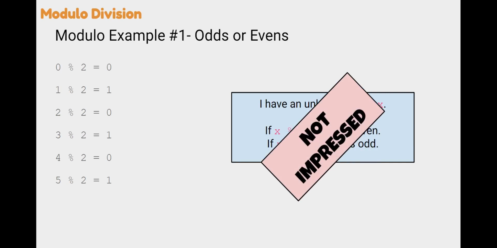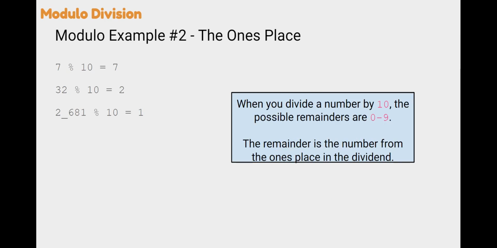Oh, you're not impressed with that example? Okay, let's look at example 2. In this example, you'll notice that in our expressions, we are modding every expression by 10. When we mod by 10, we can only get answers 0 through 9. So when we mod 7 by 10, 10 goes into 7 0 times with a remainder of 7. 32 mod 10, 10 goes into 32 3 times with a remainder of 2. 2681 mod 10, well, 10 goes into 2681 268 times with a remainder of 1.